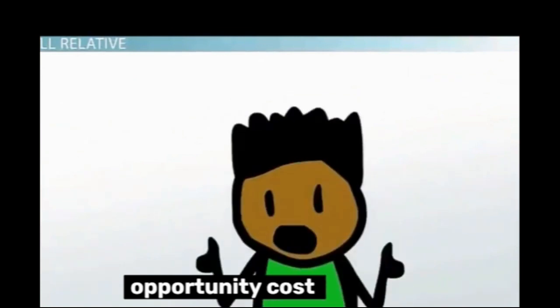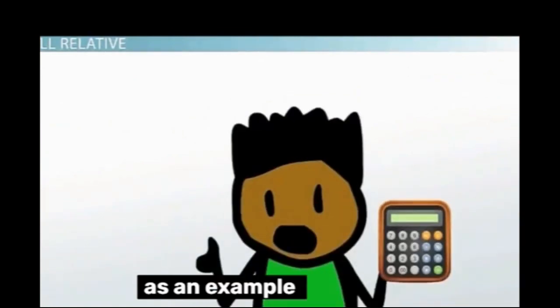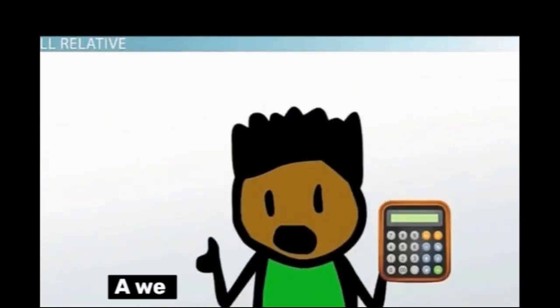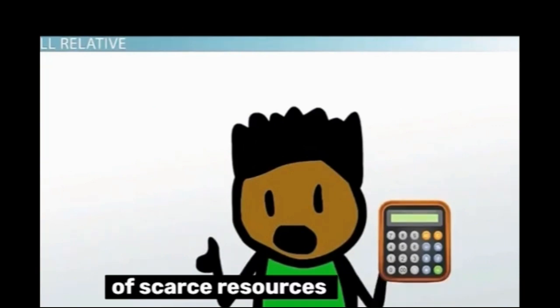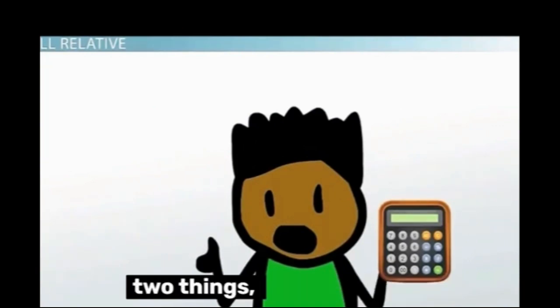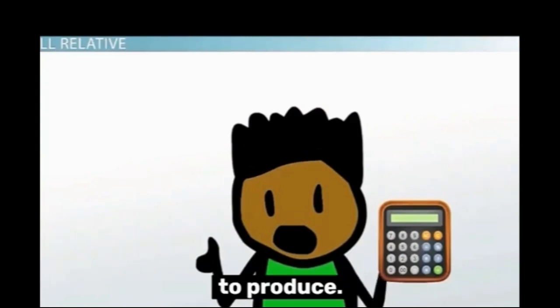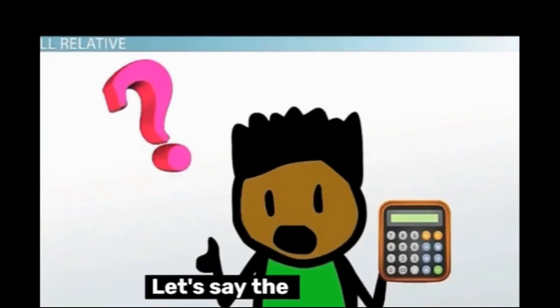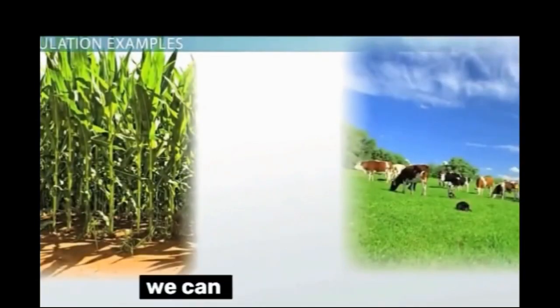Let's look at how to calculate opportunity cost using land as an example. In country A, we can use the same amount of scarce resources to produce two things, but we can only choose one thing at a time to produce. Let's say the two things we produce are corn and beef.